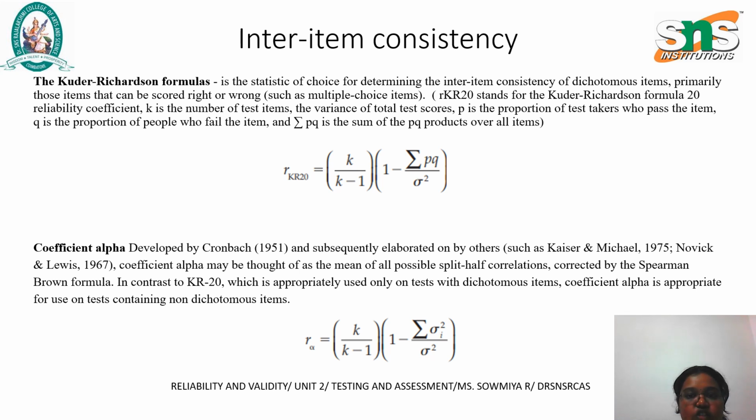So the Kuder-Richardson formula can be used for dichotomous items and coefficient alpha can be used for non-dichotomous items. We can see the formulas of the Kuder-Richardson formula and also for calculating the coefficient alpha.